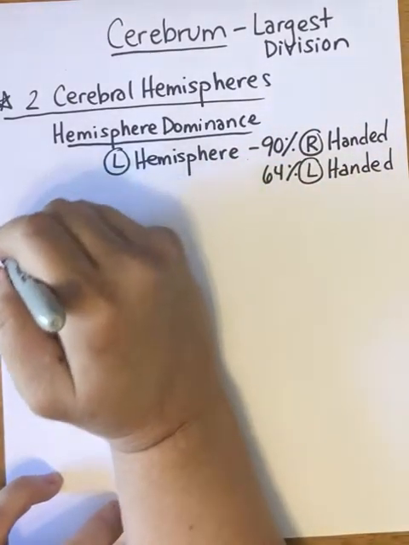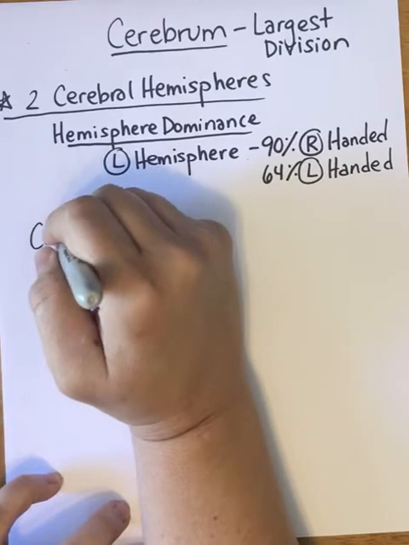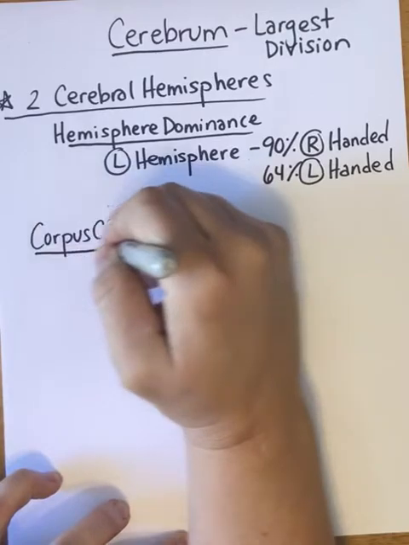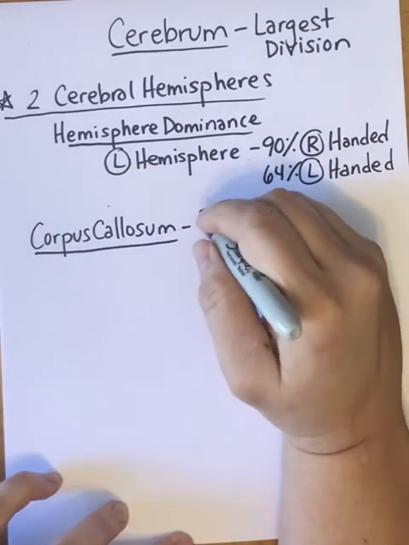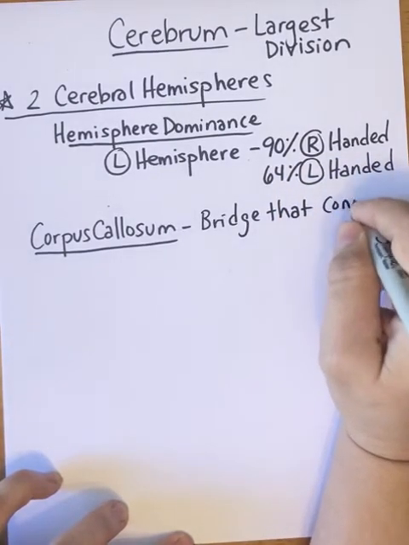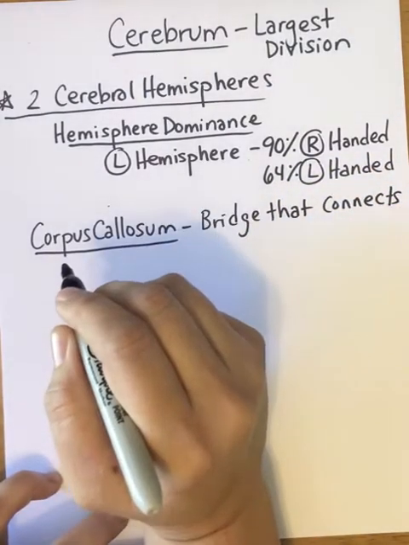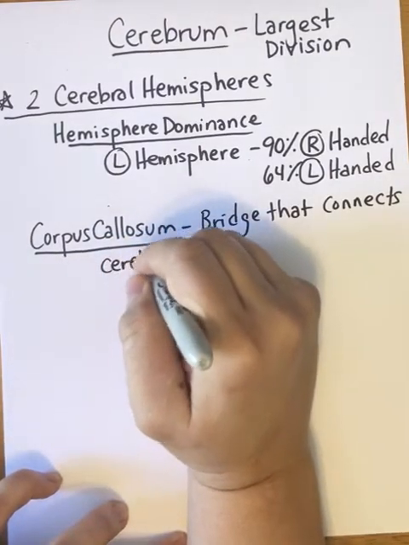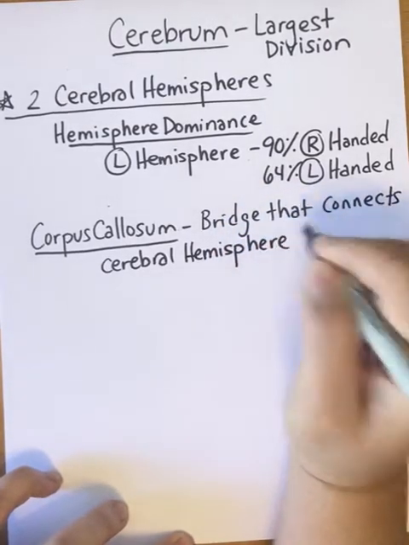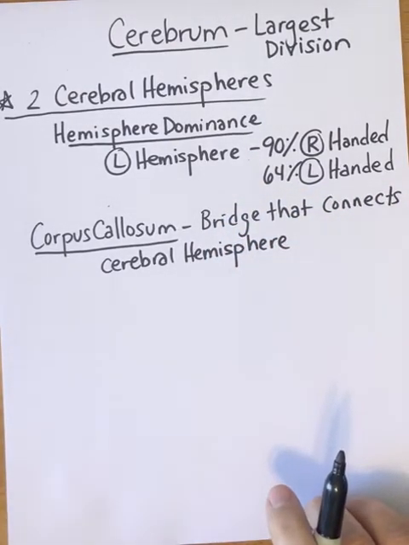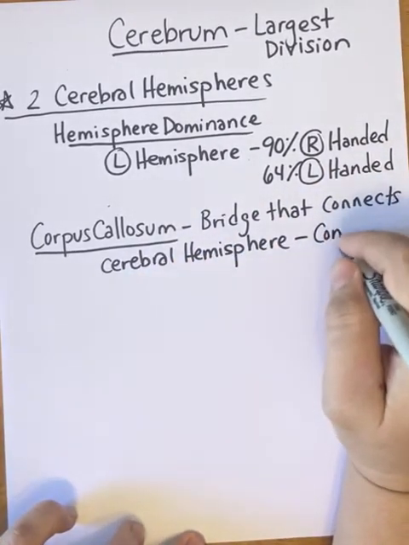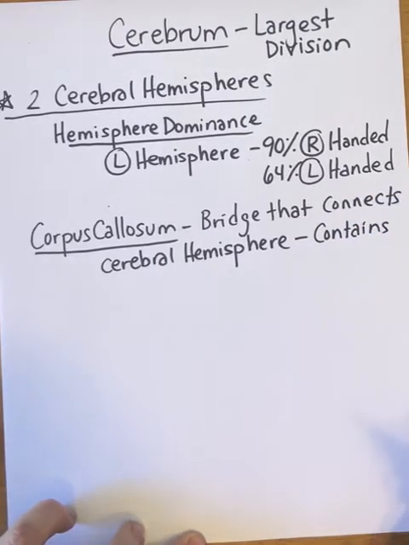All right, the corpus callosum. Not only does your corpus callosum connect your cerebral hemispheres, it's going to contain lots of nerve fibers so that your hemispheres can communicate.